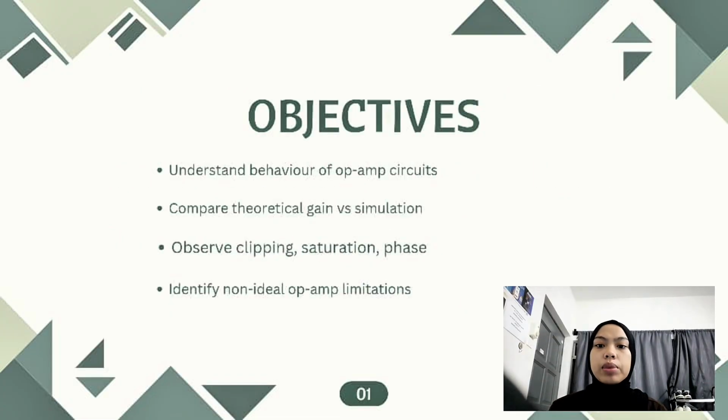The objective of this lab is to understand the behavior of op-amp circuits, compare the theoretical gain with the simulated output, and observe the non-ideal effects such as clipping and saturation. Through this presentation, I will show the LTspice simulation results and explain the key principle behind each configuration.